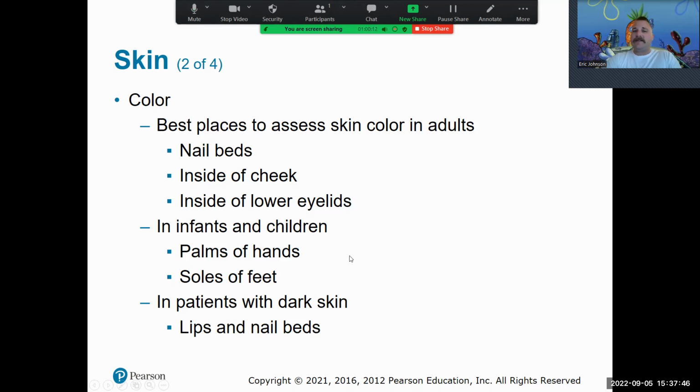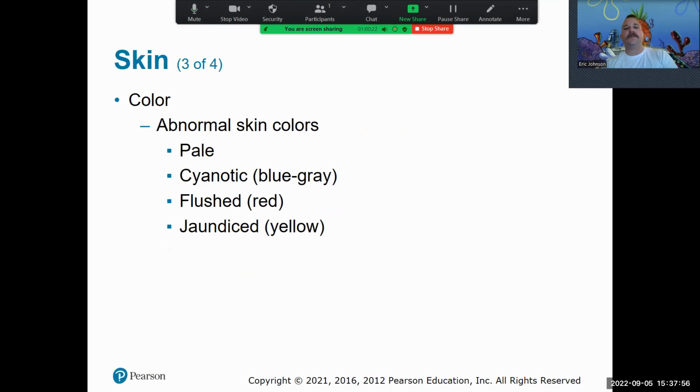So let's move past color, let's move past location, and let's talk about the actual different colors. Now, the actual colors themselves are going to be pale, cyanotic or bluish gray, flushed, which is red, that angry, and then finally jaundice. So let's talk about each.